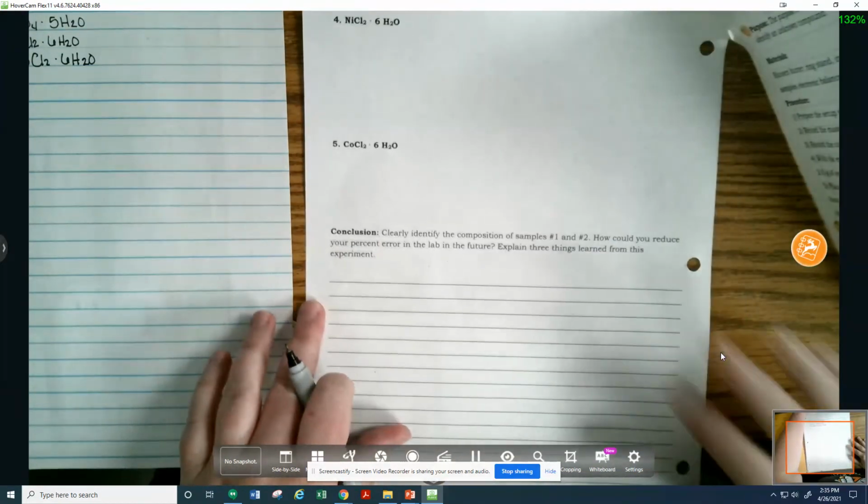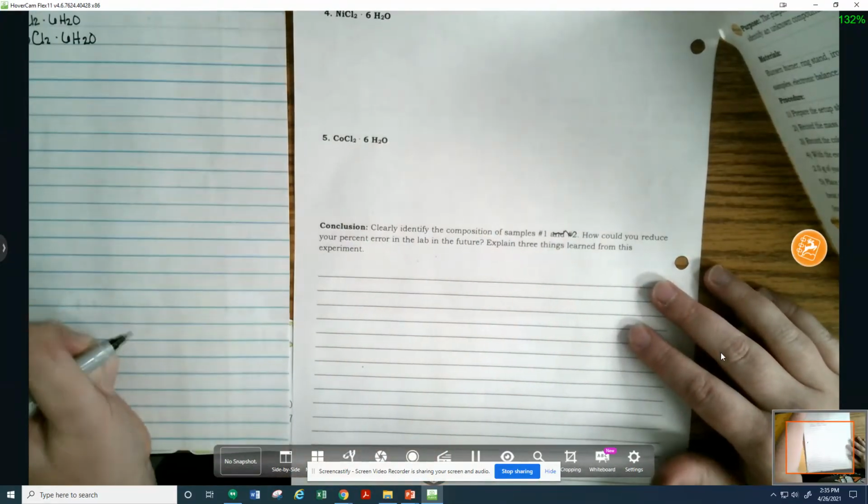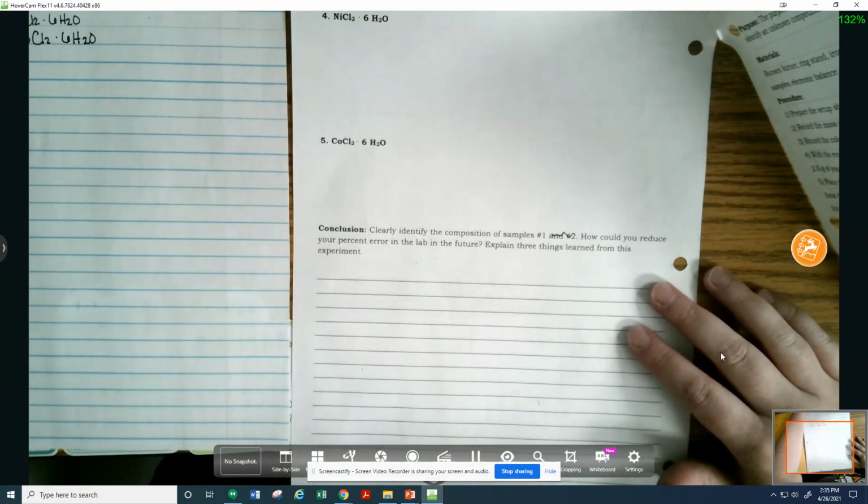And then from there, it says samples 1 and 2. I only made you do one sample. So you're going to identify the composition and then reduce your percent error. And what three things did you learn?